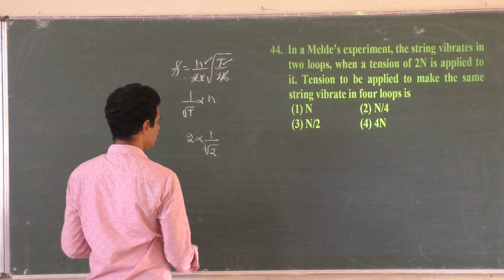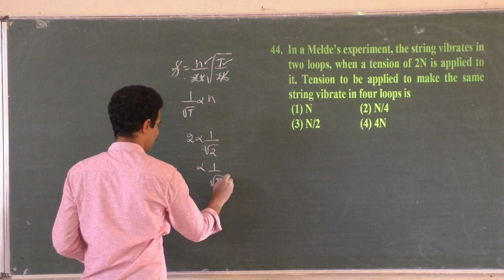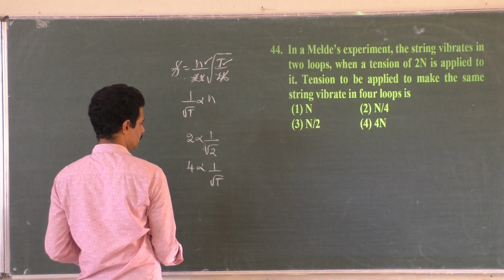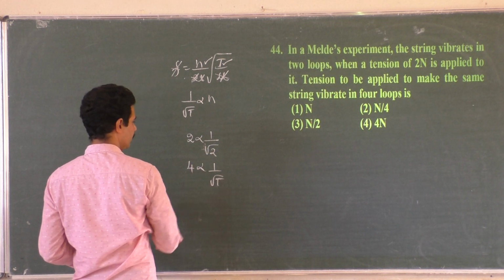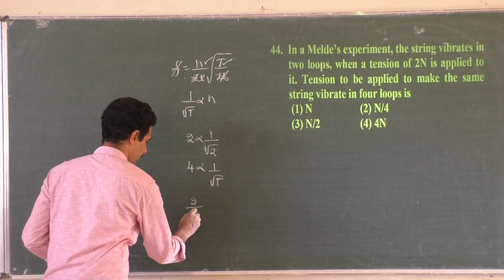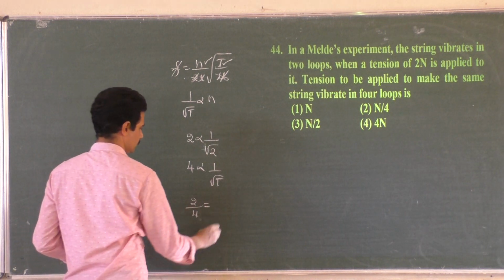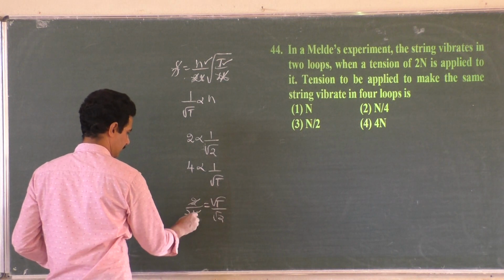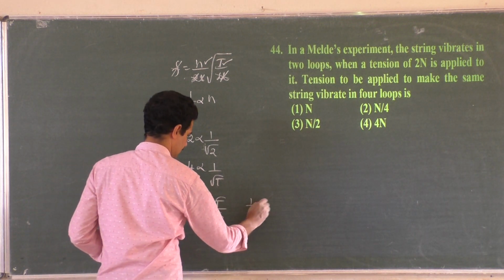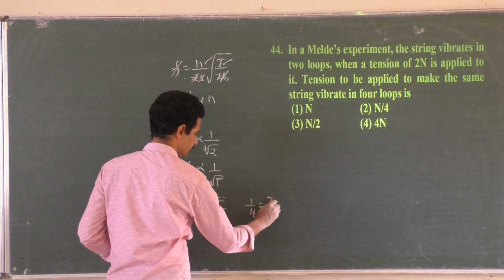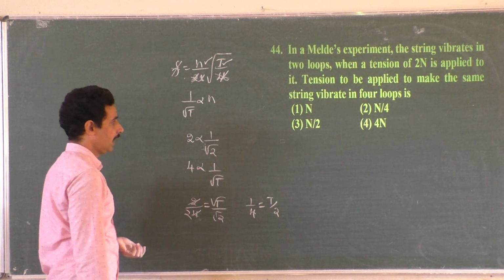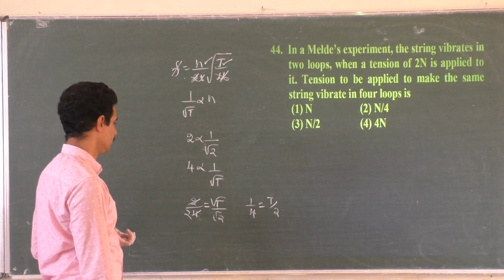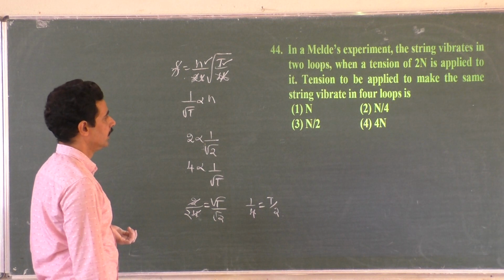Tension to be applied to make the same string vibrate in 4 loops. 2 loops, 2 Newton. What tension for 4 loops? 2 by 4 is equal to root 2 by root T, square it, 1 by 2. 1 by 4 is equal to T by 2, half, right? Now, what did you find out?